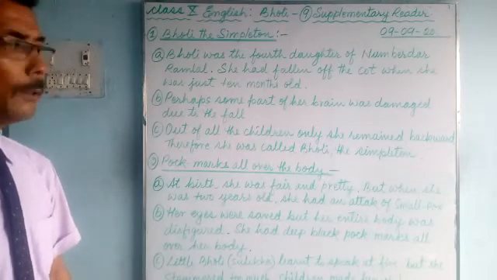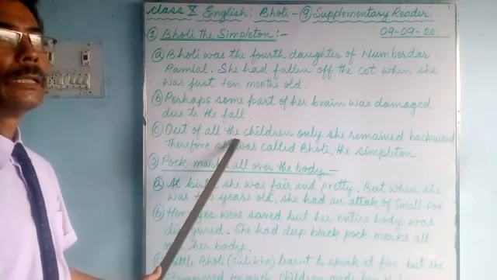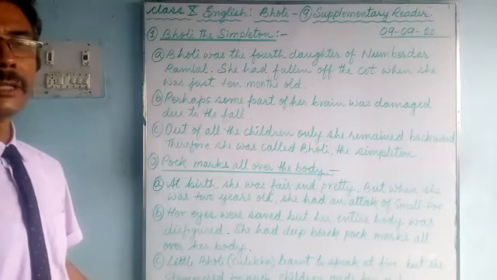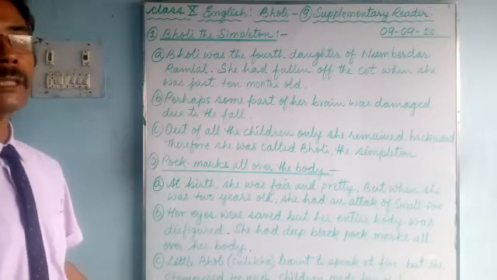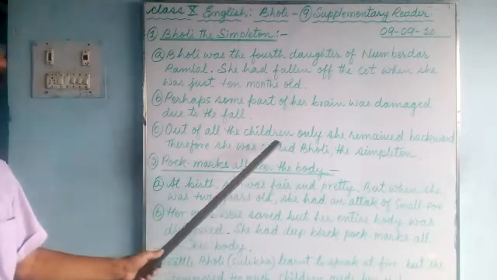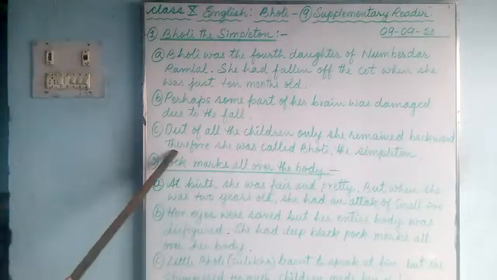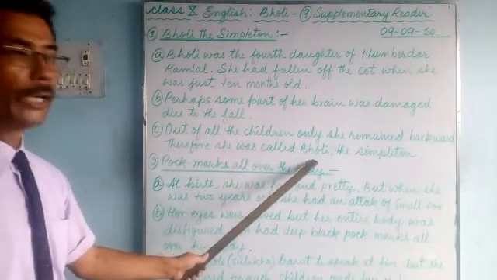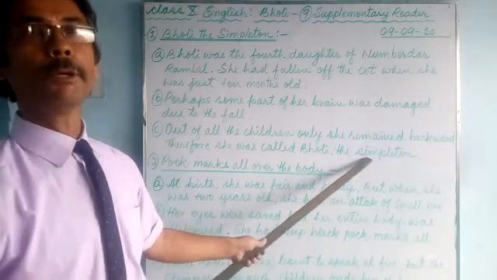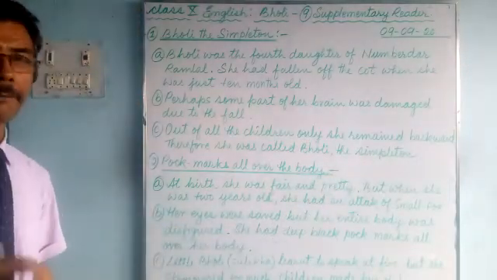But Bholi, this 4th child of Ramlal, could not speak when she was 1 year, 2 years, 3 years, 4 years old. When she was 5 years old, then she started speaking. That was abnormal. Out of all the children, only she remained backward. Therefore, she was called Bholi the simpleton. Simpleton means unable to use common sense, unable to use the brain properly.